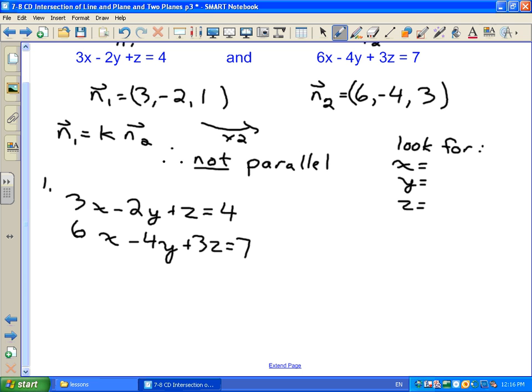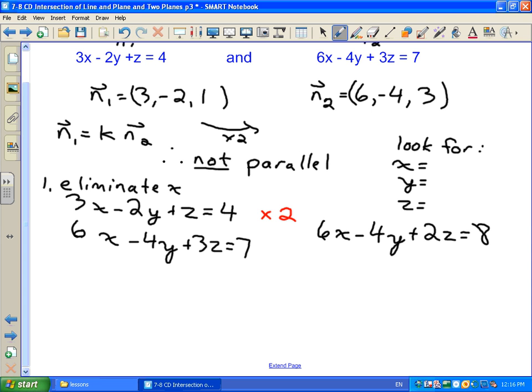So we'll say step 1, eliminate x. To eliminate x, we're going to multiply the first equation by 2, and then we are going to subtract. So we get 6x minus, not 2y anymore, but 4y, plus 2z is going to equal 8. And we keep the second one the same, 6x minus 4y plus 3z equals 7.